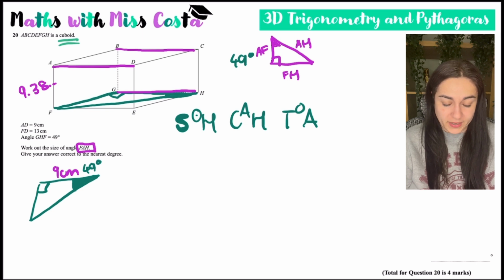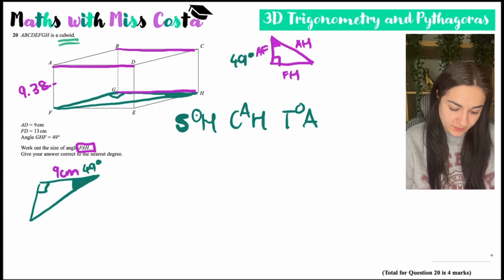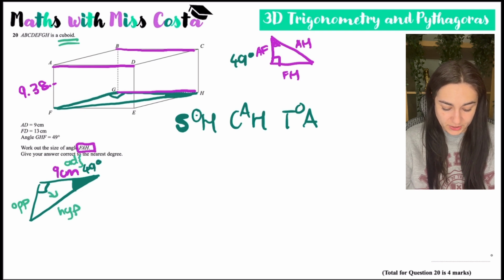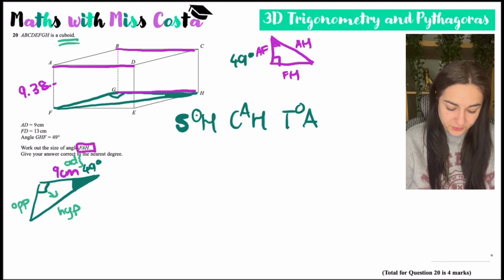So whenever I've got trigonometry, I label each side according to the angle I've been given. So 49 degrees is my given angle. So this is going to be the opposite side. This is going to be the adjacent side. And the hypotenuse is always the side opposite the right angle.